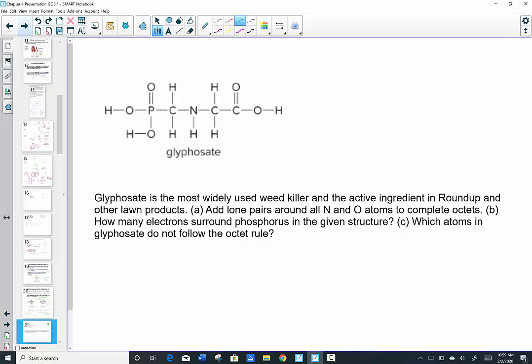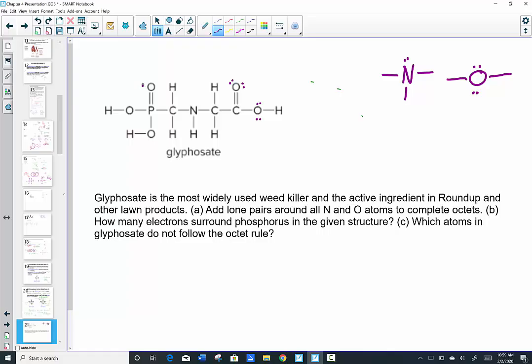Glyphosate is the compound widely used in weed killer and is the active ingredient in Roundup. Add lone pairs to all the nitrogens and oxygens to complete the octet, part A. Okay, so we're good at that. We know nitrogen, who lives in group 5A, wants 1 set of lone electrons and 3 bonds. Oxygen, who lives in group 6A, wants 2 sets of dots and 2 bonds.